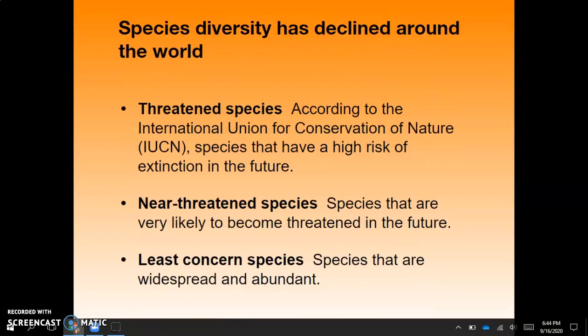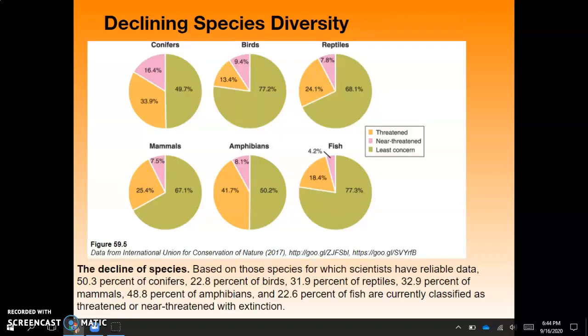And then just some vocabulary here. A threatened species is a species that have a high risk of extinction in the future. Near threatened are species that are very likely to become threatened, and then the least concern are species that are widespread and abundant. They're not on that endangerment list yet. And this is just a pie chart of different kind of organisms and how many are threatened, near threatened, and then least concern. So the least concern are the green, near threatened are pink, and then the threatened are this orange color right here.